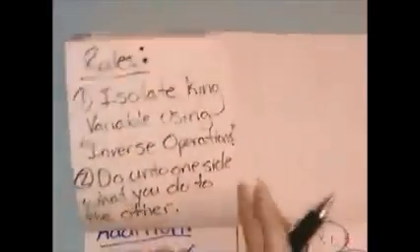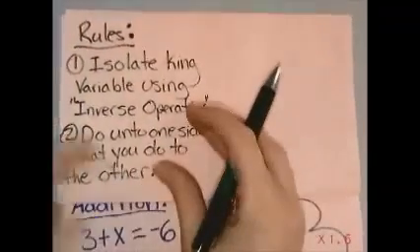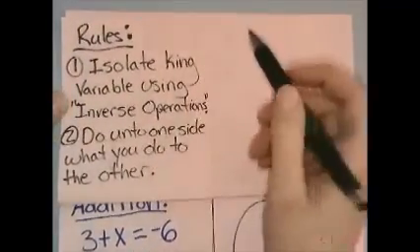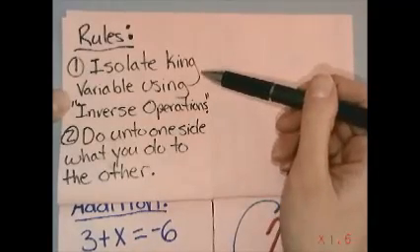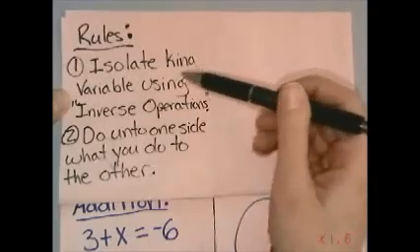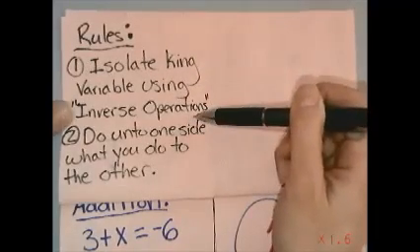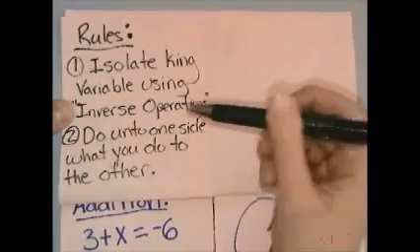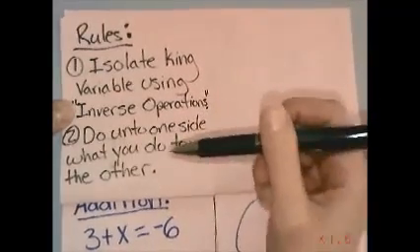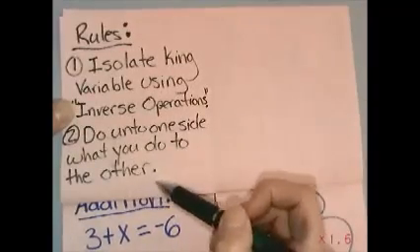When I open it up, at the top, I have rules. These are the rules to a 1-step equation. The first thing you do when you're solving a 1-step equation is you isolate king variable using inverse operations. Okay? You want to get your variable alone by using inverse operations or the opposite operation. Number 2, do unto one side what you do to the other.